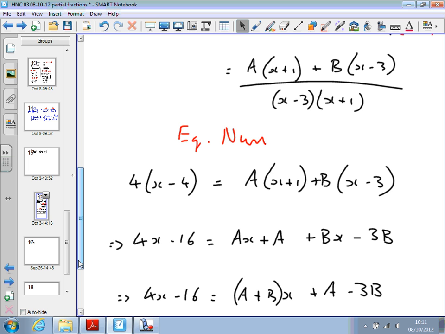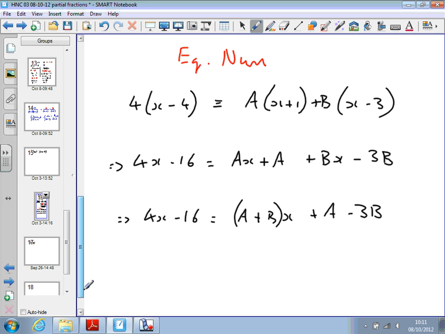Okay? So we've done that, and I suppose technically, because we're equating them, I should say 4x minus 16 is equivalent to. So three lines for equivalent to, rather than equals in the sense of an equation, they're equivalent. That means they are exactly the same. So multiplying out the brackets on the left-hand side, 4x minus 16 is equivalent to ax plus a plus bx minus 3b, multiplying out all the brackets. Collecting like terms, we get this. So 4x minus 16 is equivalent to.